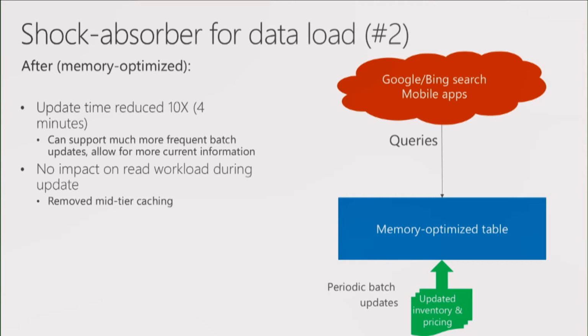With that, the time that it takes to do this batch update of the entire table is reduced by a factor of 10. So it was reduced to 4 minutes. So they can run batches much more frequently, every 4 minutes in principle. And the nice thing there also, because it is log-free, you don't have any impact on the read workload, on the select queries, while the update is happening. So they could actually, and they actually did, remove the mid-tier cache. So they really significantly simplified their architecture of the application.